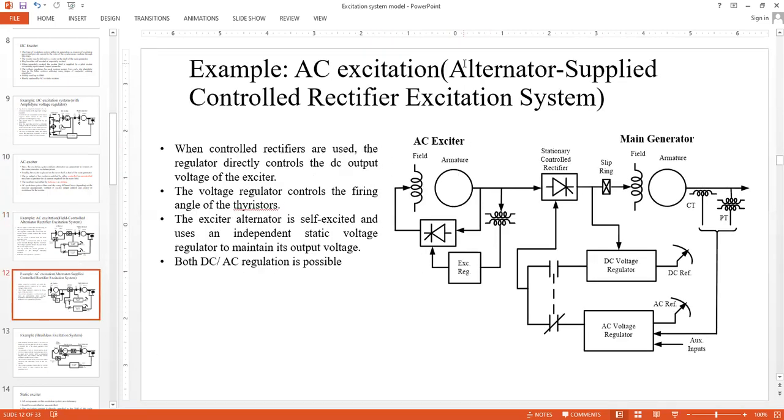The second example was the alternator supplied controlled rectifier excitation system. Here we have dual control. One is the exciter regulator, which is controlling the AC exciter, and the other is the rectifier of the main field of the main generator. And here again, we have provisions for both DC and AC.